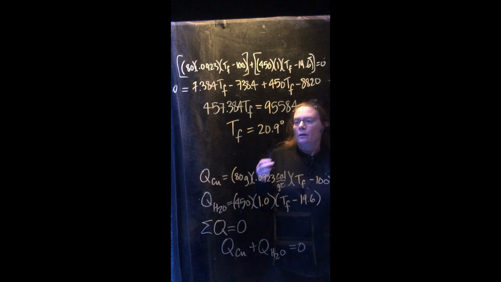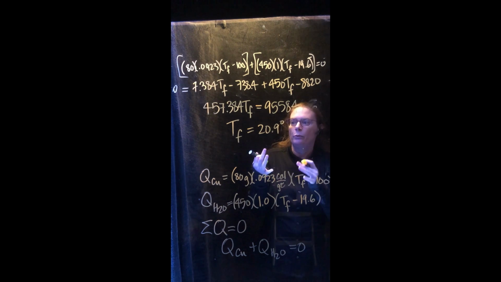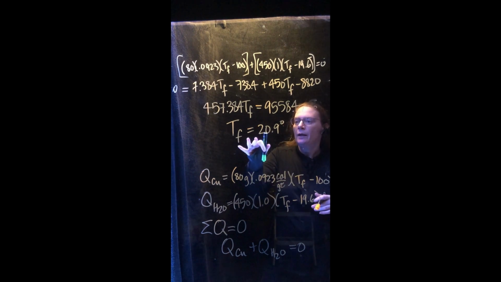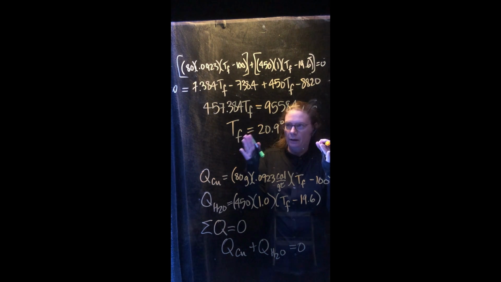Now, as always, don't stop there. Stop and ask, is this a reasonable answer? I mean, did we answer the question? Yeah, we wanted to know the final equilibrium temperature. Is this reasonable? Well, okay, the answer needs to be between the two temperatures, between the 100-degree boiling water and the initial temperature of the water. So are we between 19.6 and 100?